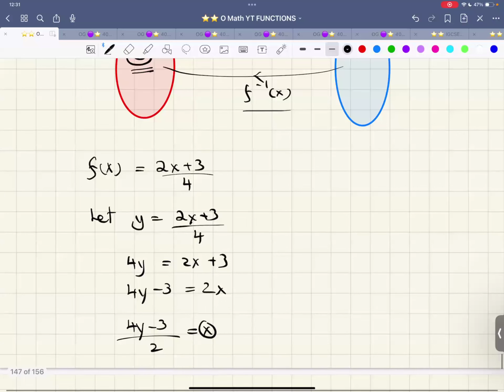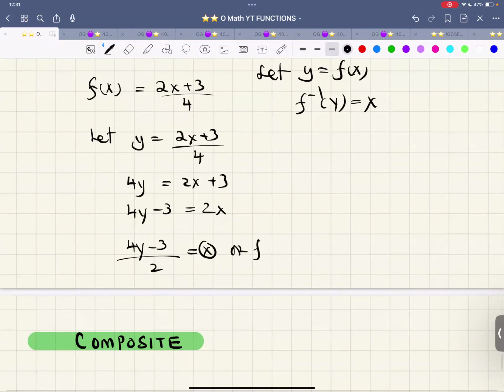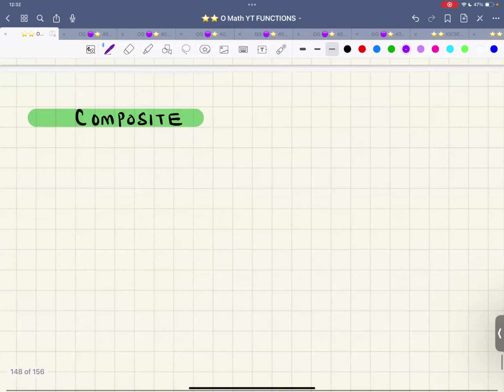But what is x? So let me write over here, let y be equal to f(x). Therefore, f inverse of y is equal to x. So x is f inverse of y. In the end, write everything in terms of x. f inverse of x is (4x minus 3) over 2. That is how you find this thing.